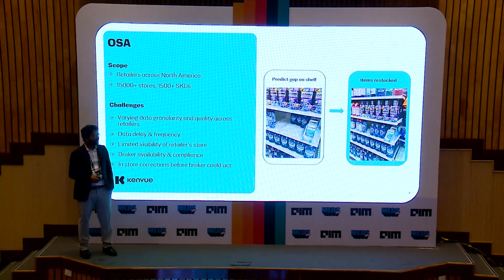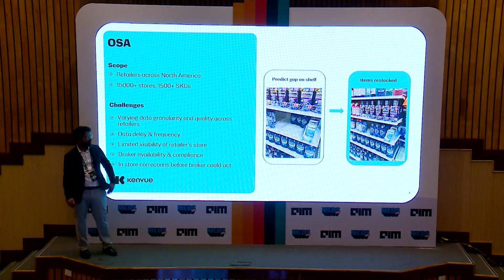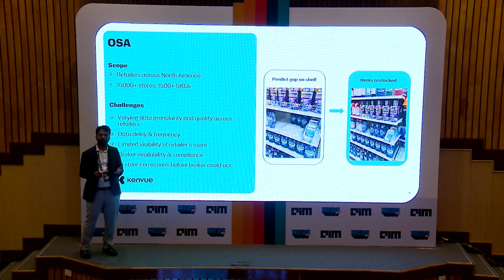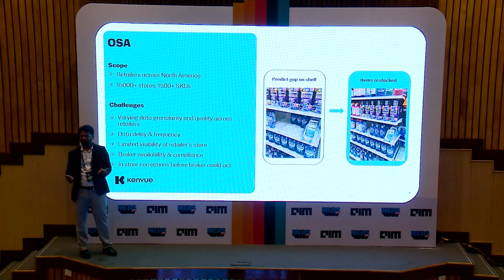So whenever our algorithms predict that, hey, this particular item is empty, this particular item is missing in a certain store, let's say in the US, maybe in Texas somewhere, we have to accurately predict that the item is missing, and then we have to alert these brokers. They go to the store and they fix it, which obviously incurs cost, which means our benefit has to be better than that.